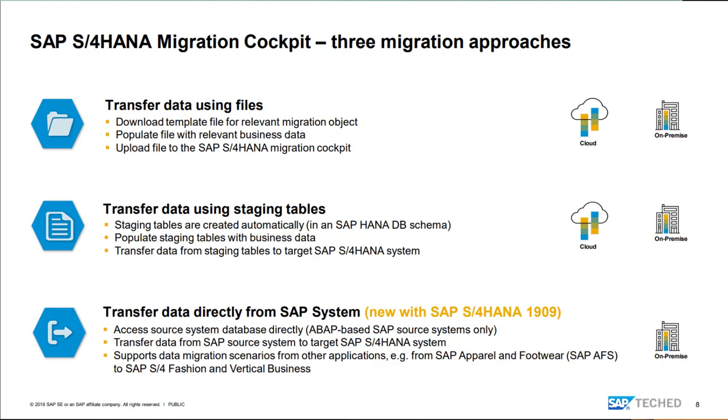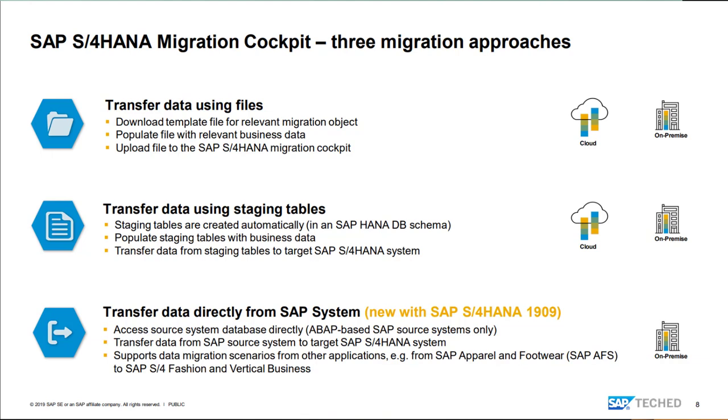Now we had also the ability for the cloud as well as on-premises to do staging tables that will allow you to create staging tables that are automatically created on an SAP S4HANA database schema. And then these tables can be populated with the business data that will allow us also with the ability to then do the data migration with the system. Same procedure applied, the system will create the simulation, the validation, and then this will allow you then to migrate your data.